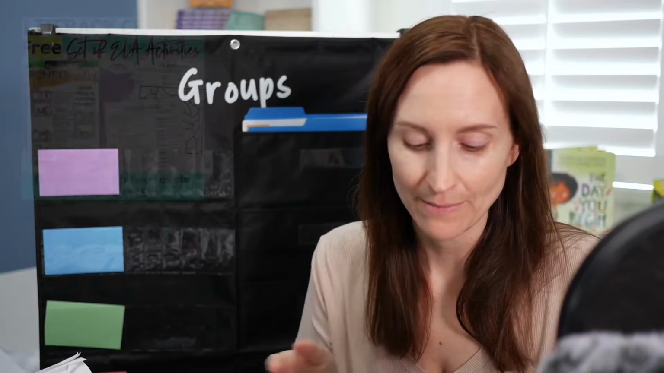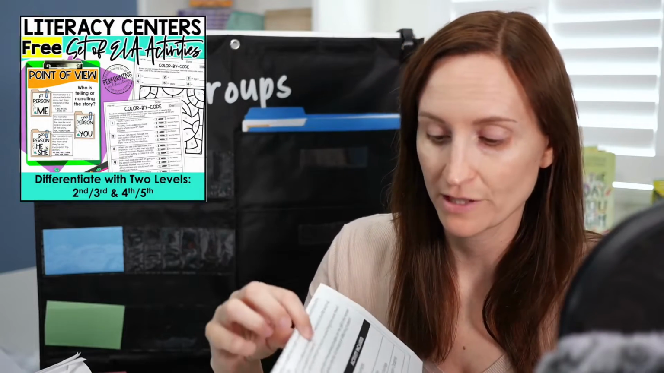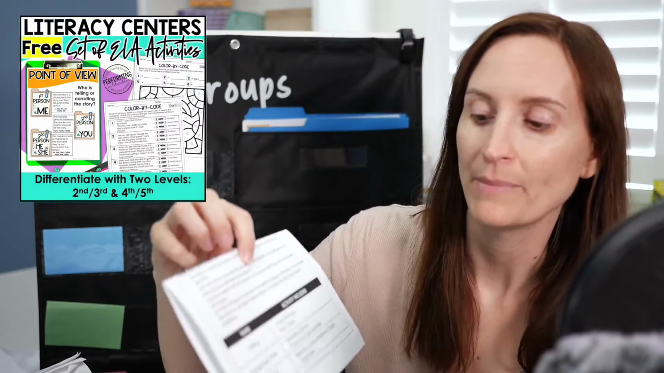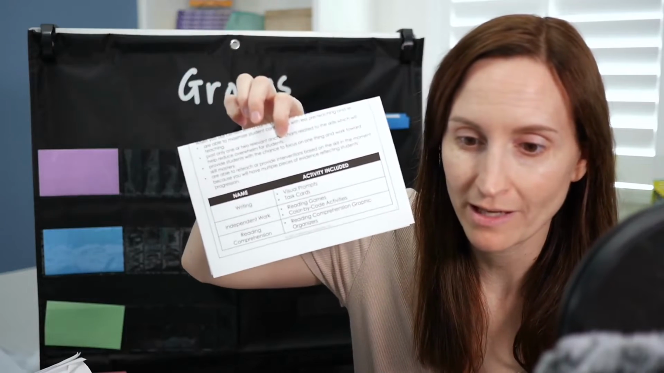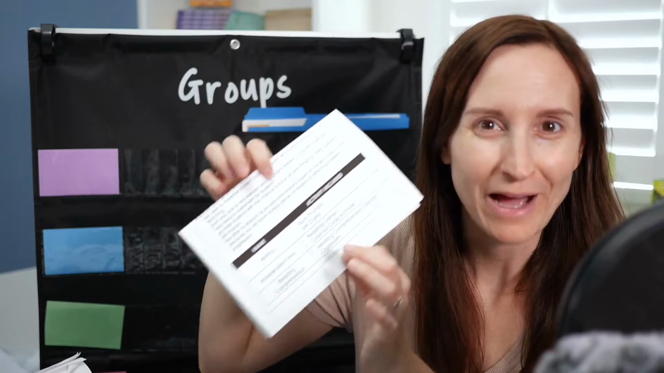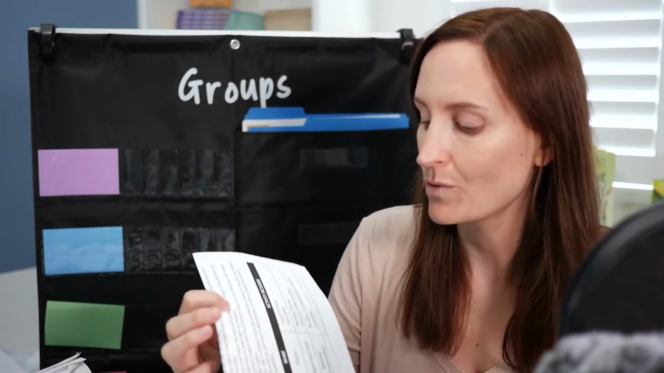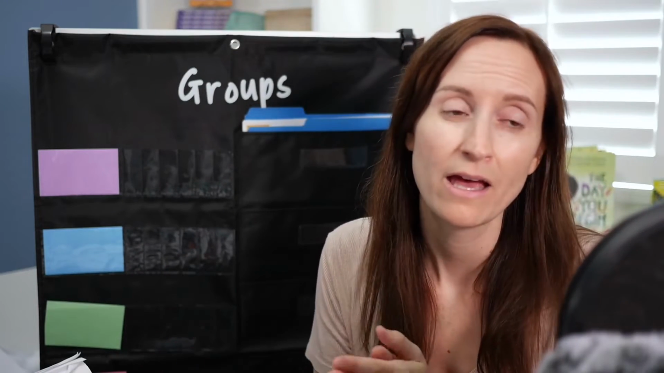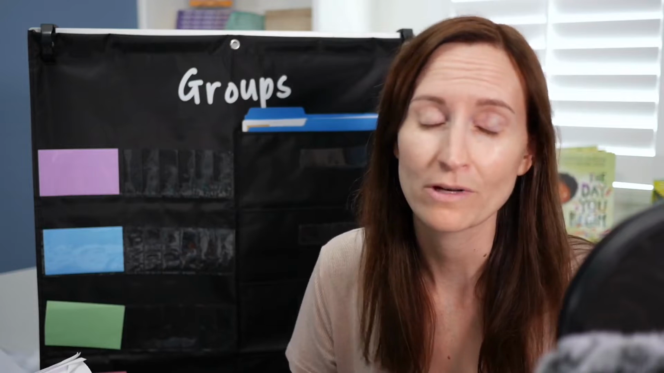So in the resource that I'm giving you, you're going to see there are a few different types of activities. I have writing, independent work, and also reading comprehension. Those are my three primary categories for literacy centers. When you get that resource, you can open it up and see how I categorize the different activities into those three categories, and I think that'll help guide you quite a bit.